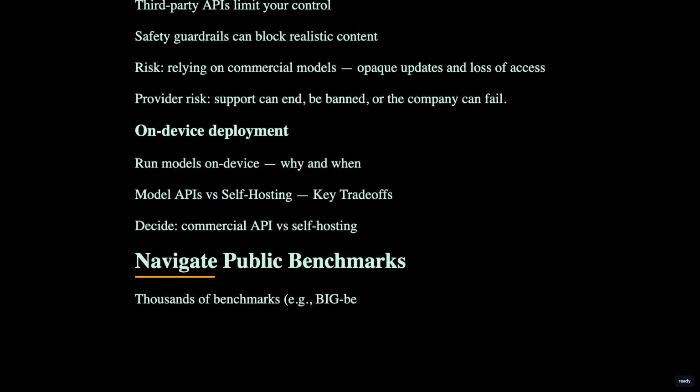There are thousands of benchmarks created to test different model capabilities. Google's BIG-bench alone lists over 200 tasks. As models get better, many benchmarks become saturated and stop differentiating models. So researchers keep creating new benchmarks to cover new use cases and to measure advancing abilities.